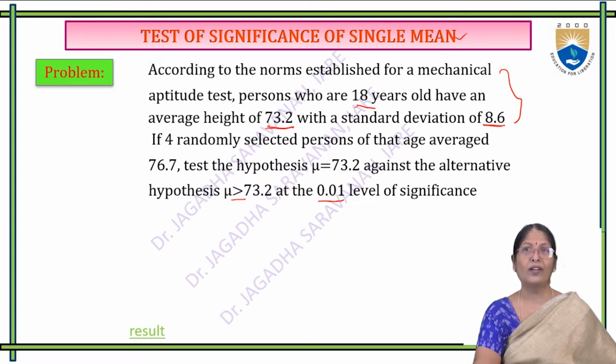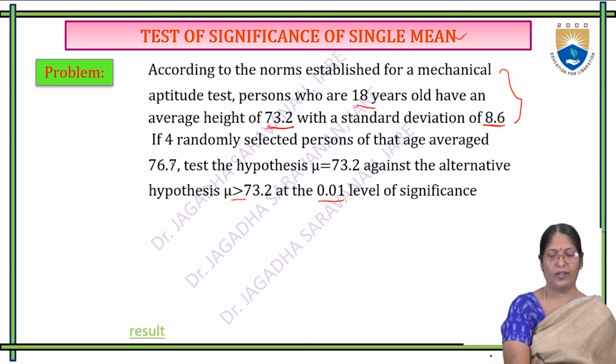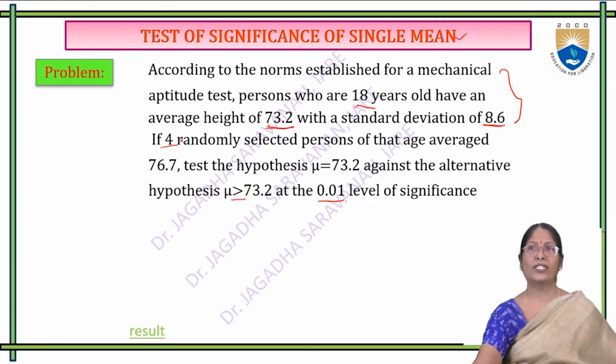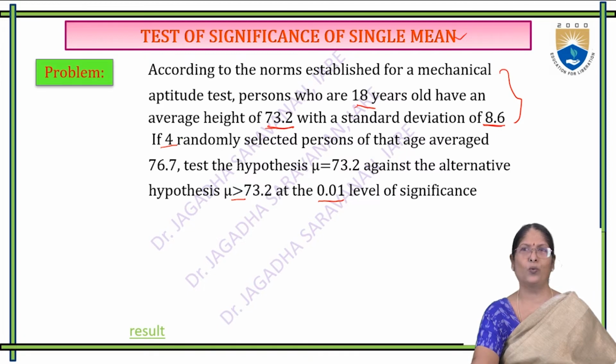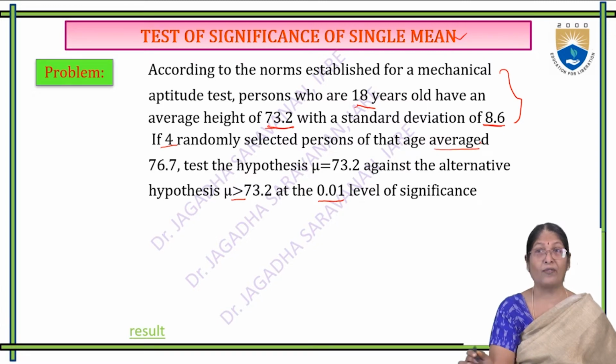That is called the null hypothesis. Whether the statement defined about the population parameter is correct or not, we have to check. For which we have taken 4 samples, only 4. That 4 samples mean we are finding, because here it is written averaged.